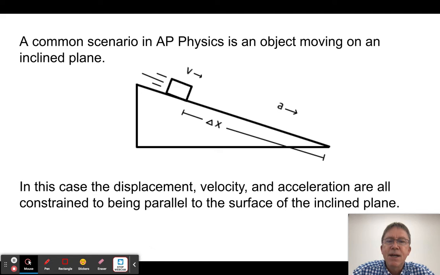The object, all the displacement, the velocities, the accelerations are constrained to this plane. The object cannot move up or down. It cannot move right or left. It can only move parallel to this inclined surface. And so that makes a slightly different scenario, but fortunately not too different. There's just a couple strategies we need to solve these problems. And once we learn these strategies, they're really no different than the other kind of kinematics problems. So let's get on it.